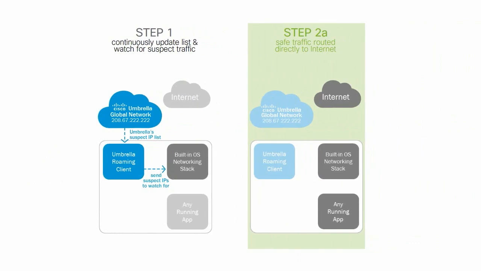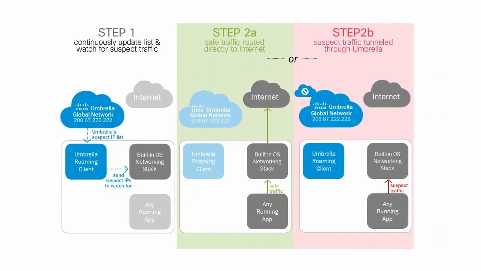Using the built-in OS network stack, the roaming client tells it to watch for these IP destinations. Normally, this networking stack will just send safe traffic directly to the internet. But when a rule is triggered, it tells our client to immediately add just this IP to the built-in IPsec VPN, which tunnels this one connection to our global network. We either block it right away based on the IP, or we can proxy the connection and block only bad URLs.